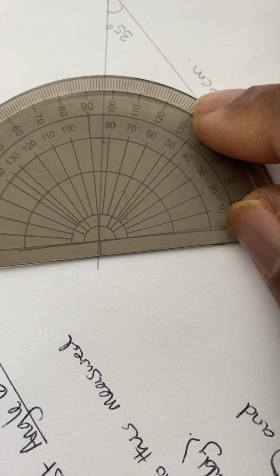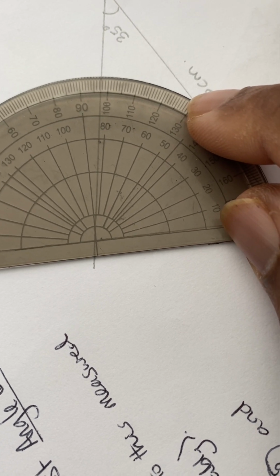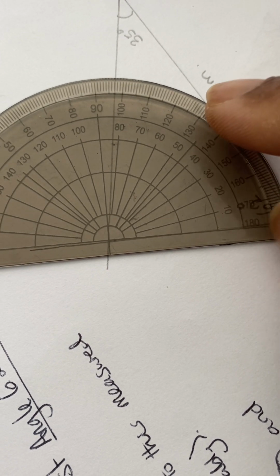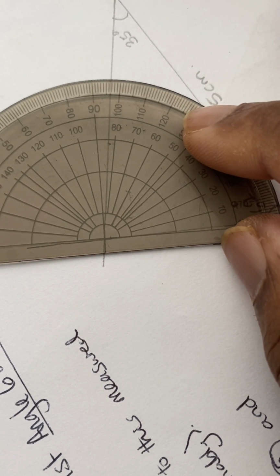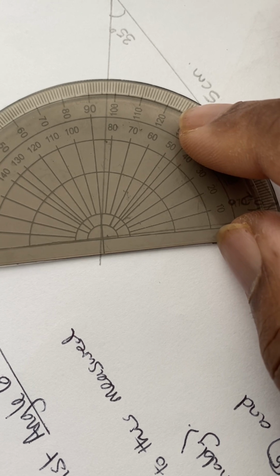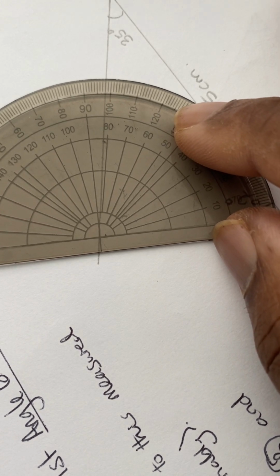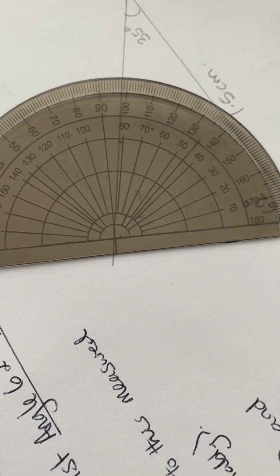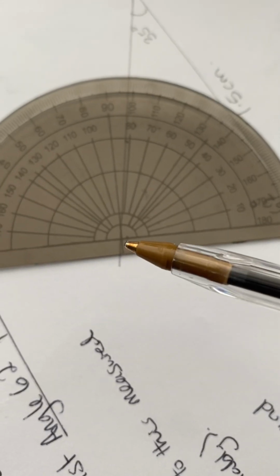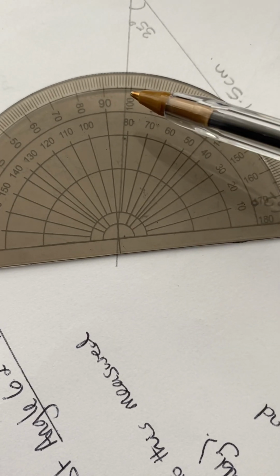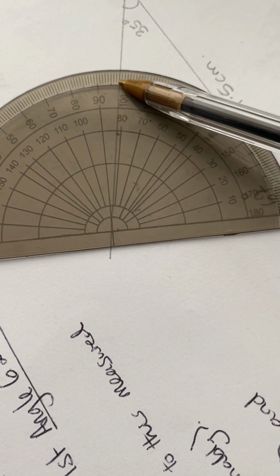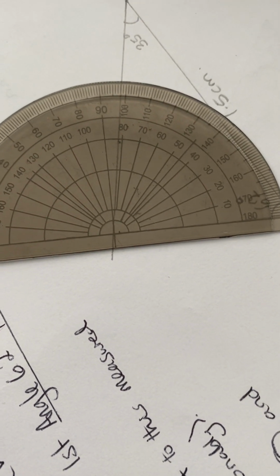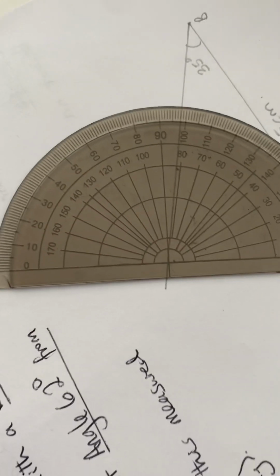Okay, at the point of intersection, I need to put my protractor. So here is 83 degrees. If you adjust it a bit, it should give you 83. So 81, 82. Okay, so yeah, we should get 83.